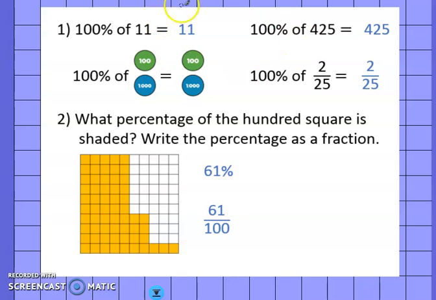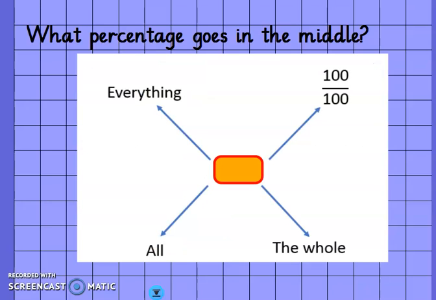Perfect. We can see that all of the 100%, they have stayed the same because it's just saying what is 100%. So what is the whole in that sentence? And here, number 2, 61 out of 100. Okay, so I want you to tell me then what percentage goes in the middle. The percentage in the middle is what is everything. It is 100 out of 100. It is all and it is the whole. So the percentage in the middle is going to be 100. So well done if you knew that that would be 100% because it means the whole.